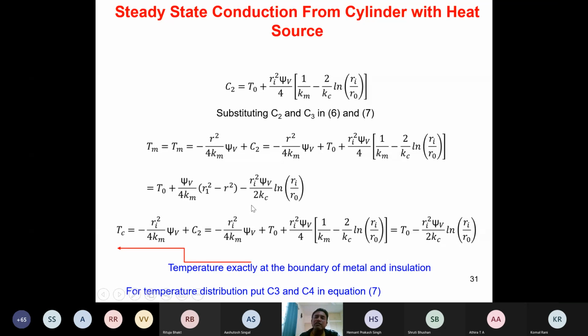If you put Ri equals 0, this entire thing becomes 0. This again Ri, this becomes 0. So what you are going to get is T naught at the center. Sir, Ri will be equal to R naught actually, because we don't have insulation now. So there will not be any R naught minus Ri. Yes, so in that case the Ln term will be cancelled out.